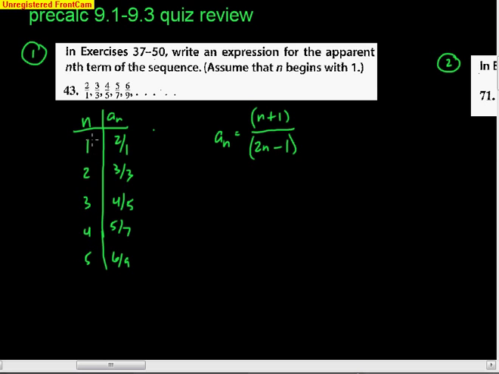So let's see. 2 times 1 is 2, minus 1 is 1. 2 times 2 is 4, minus 1 is 3. 2 times 3 is 6, minus 1 is 5. 2 times 4 is 8, minus 1 is 7. 2 times 5 is 10, minus 1 is 9. That is correct. And this is your a sub nth expression. The parentheses are not necessary in your final answer. But again, this is what we're looking for. Pattern building. How does the term number compare to the actual number as the term?